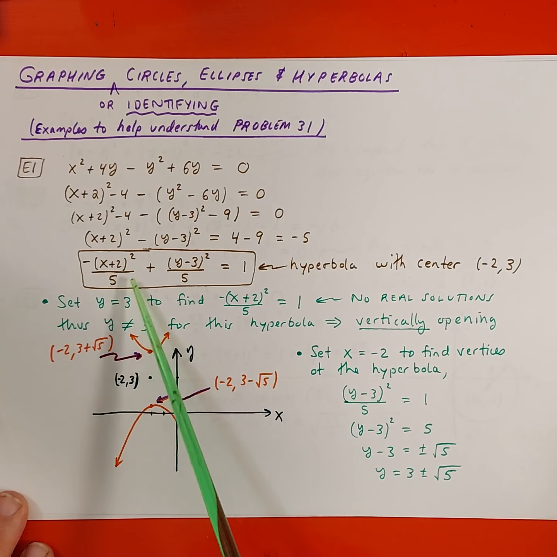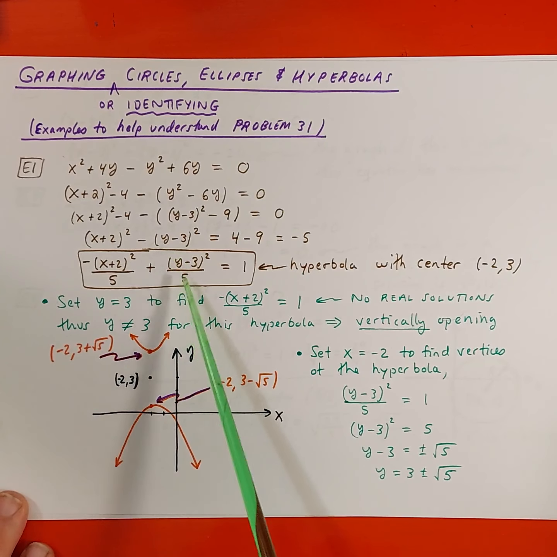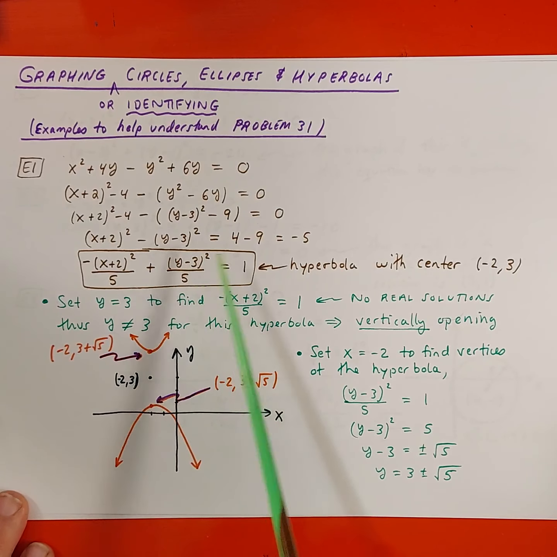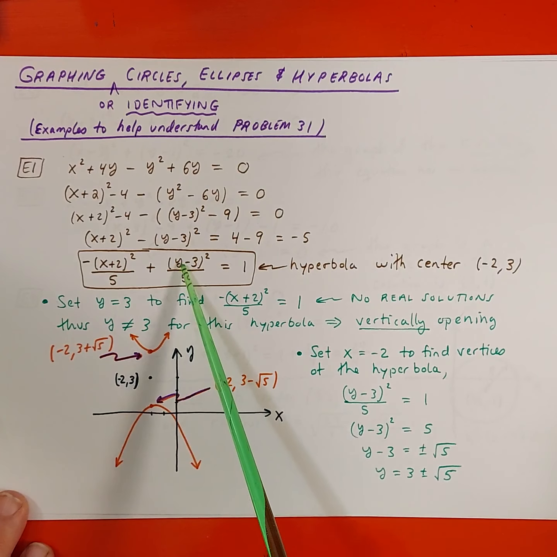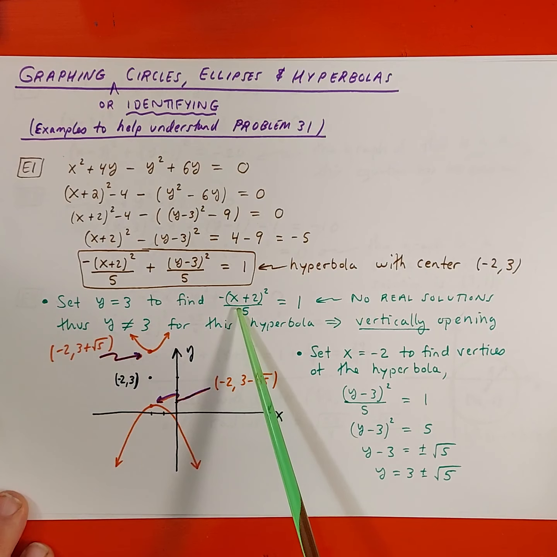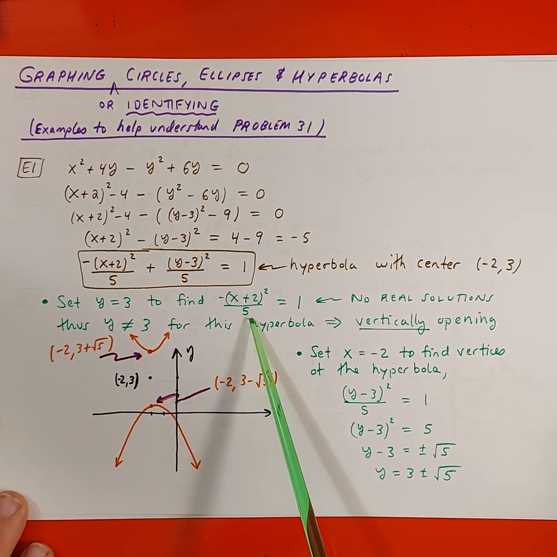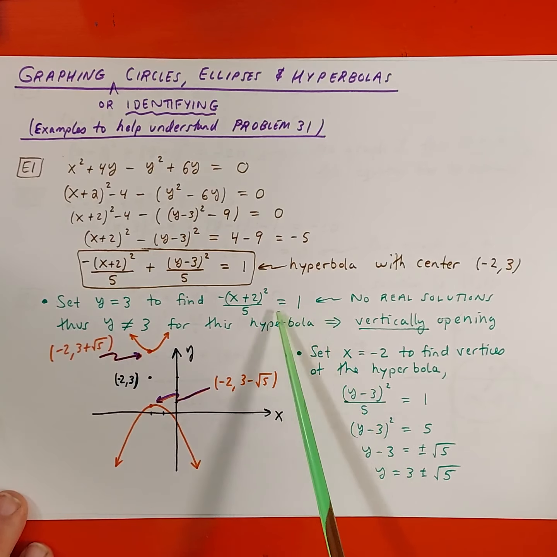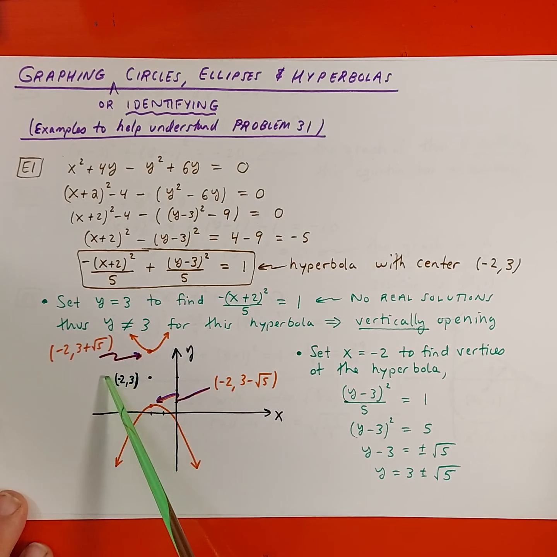So that tells me that whenever you've got a difference of squares equal to a constant, what you're looking at is a hyperbola, all right? This one, the center of the hyperbola is minus 2, 3, and here's a graph of it. If you want, you can see, if you put y equal to 3, then you've got minus x plus 2 squared over 5 like that, right? And that equal to 1 has no real solution, which tells me that the graph doesn't cross y equals 3, all right? So y equals 3 is like here.